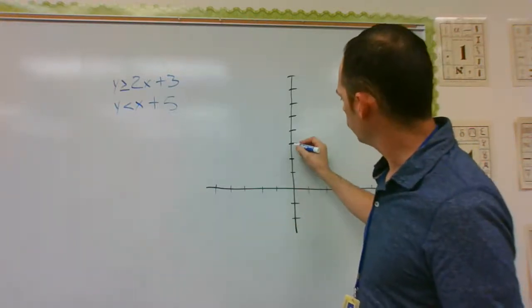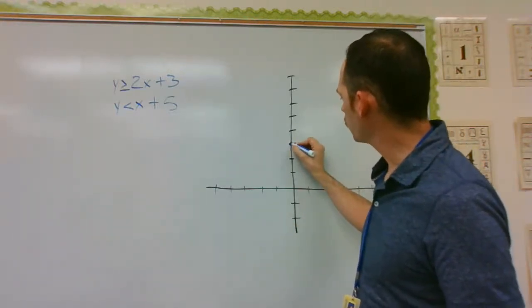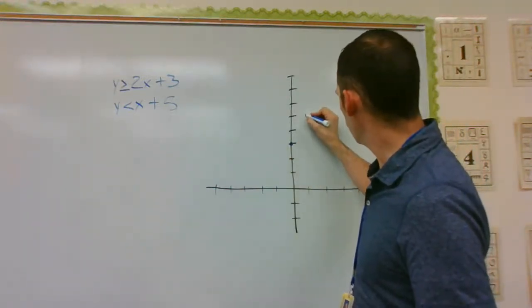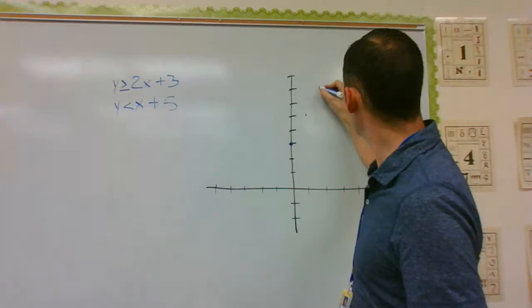So we know how to graph. We're going to start here at 3, our y-intercept, and we're going to go up 2. Okay, our slope is 2.